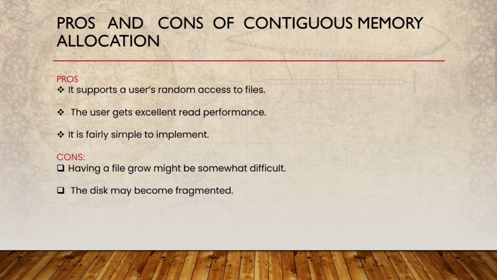Let's discuss the last part of our topic, that is the pros and cons of contiguous memory allocation. Let's look into the pros first. The first one is it supports a user's random access to files, and the second one is the user gets excellent read performance, and the third one is it is fairly simple to implement. These are the pros. Let's look into the cons. Having a file grow might be somewhat difficult, and the next one is the disk may become fragmented. These are the advantages and disadvantages of contiguous memory allocation.